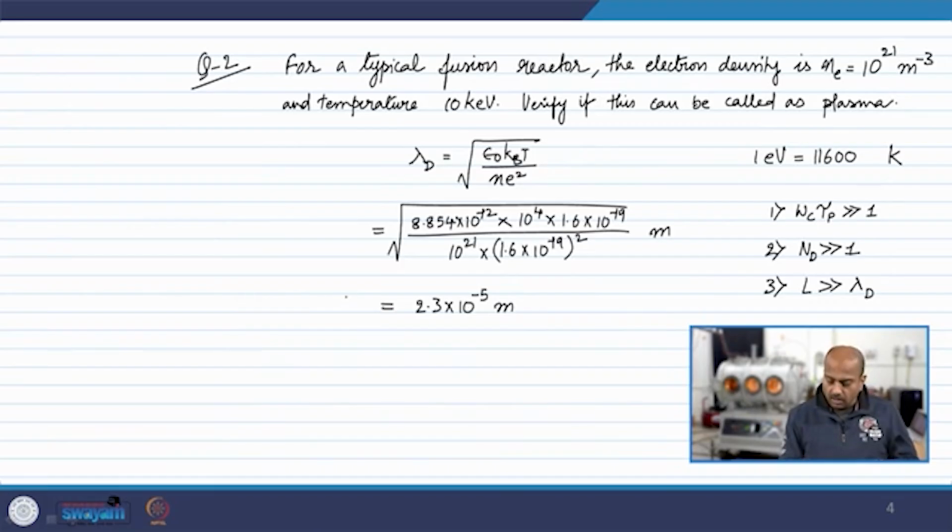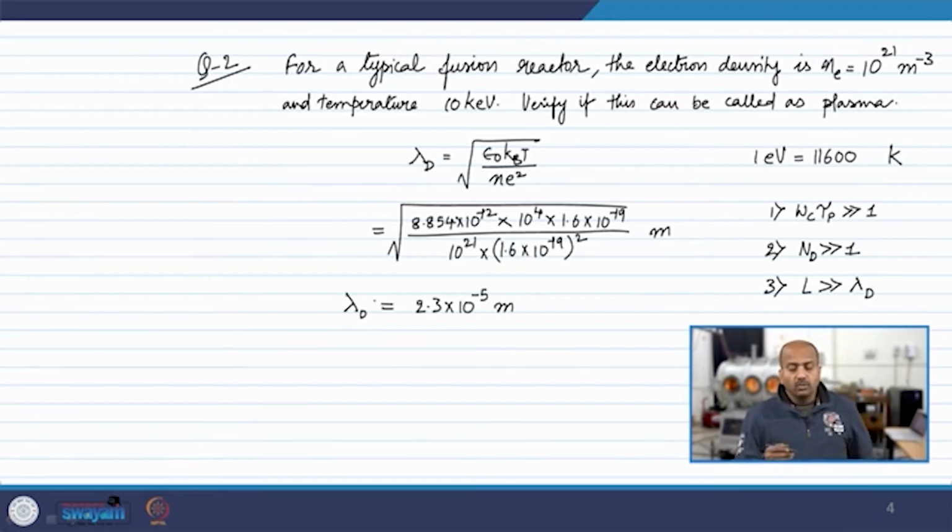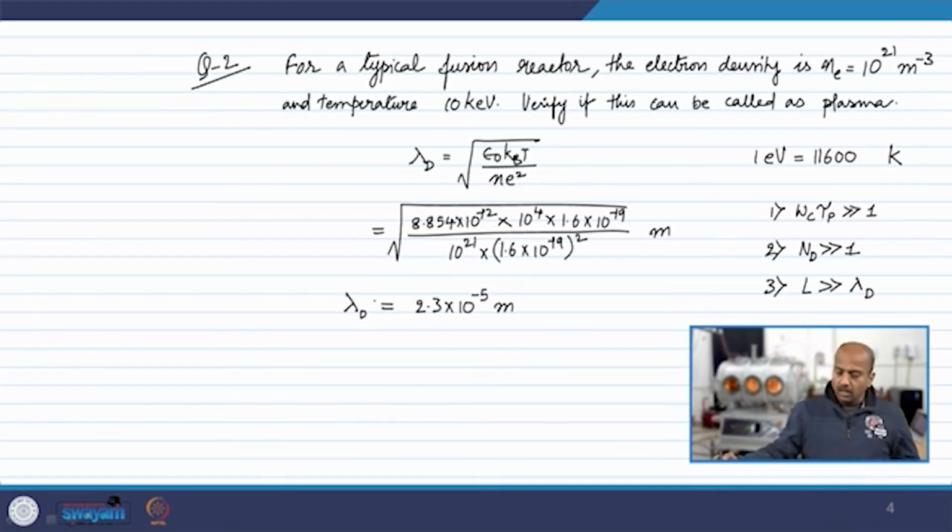So, lambda d is of the order of this. What it means is that if you try to put some external electric field, this is the distance up to which the electric field can penetrate. Beyond this, the electric field will be invisible, right. But this does not guarantee the condition of plasma, right.